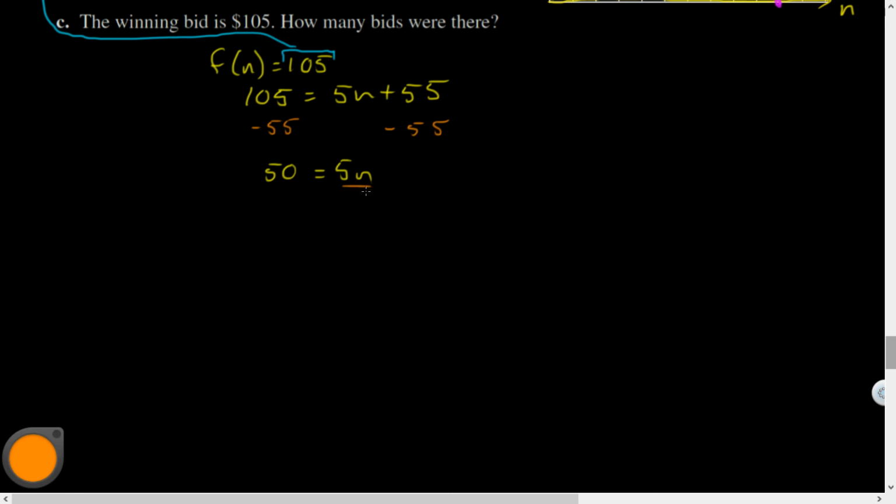Oh, definitely divide by 5. That's how you undo multiplication by 5. You divide by 5. And I'll flip it, n equals 10. So that means the 10th bid. There were 10 bids.